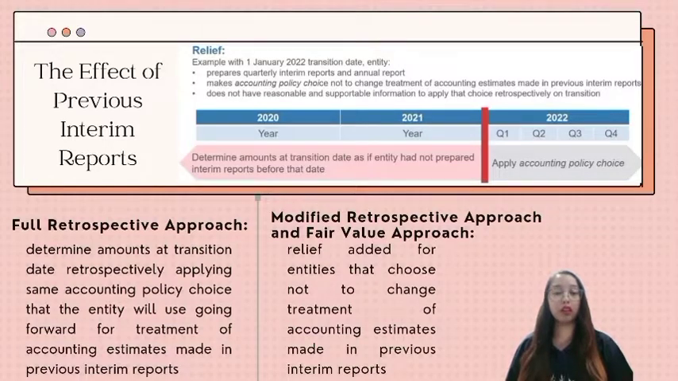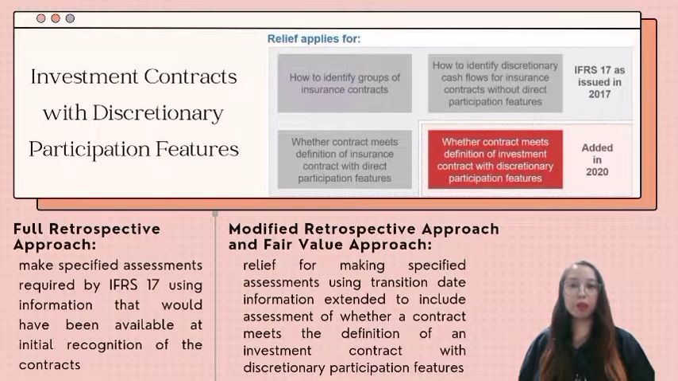So applying na po yung relief, ide-determine po ni entity yung contractual service margin or yung loss component at the transition date as if hindi po nag-prepare si entity ng interim financial statements before the transition date as shown po sa example. Next naman po sa transitional modification and reliefs is about the investment contracts with discretionary participation features.